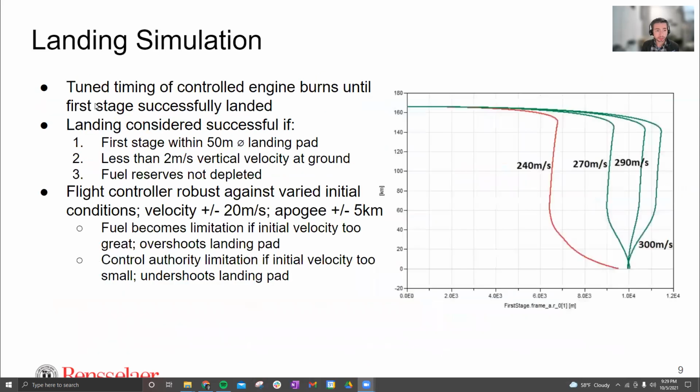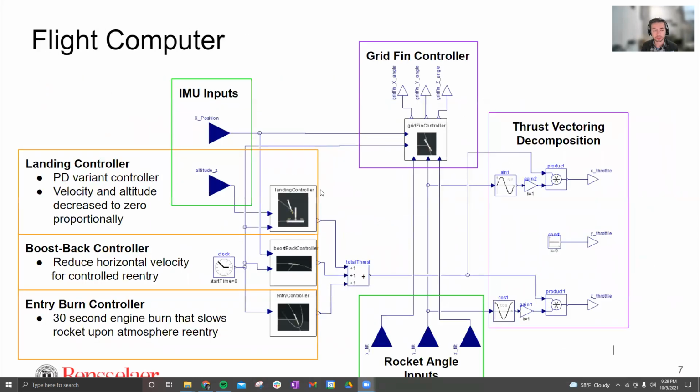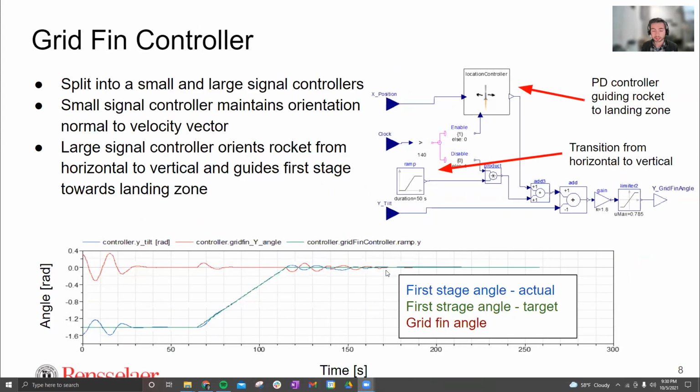All right, moving on to the landing simulation. To simulate this, we tune the timing of the controlled engine burns until the first stage was successfully able to land. For example, in this previous flight computer model, we would tune the parameters of the timing of when these controllers would activate in order to get a nicely controlled landing.